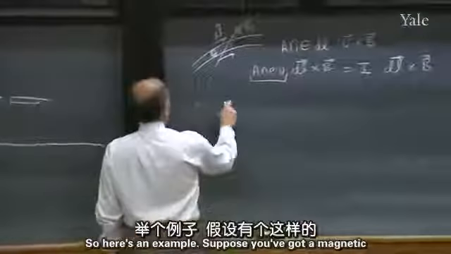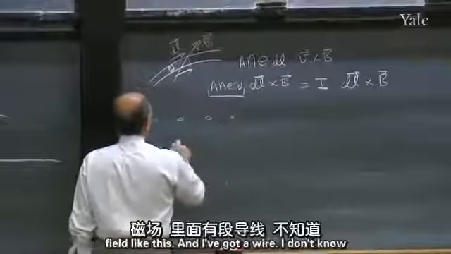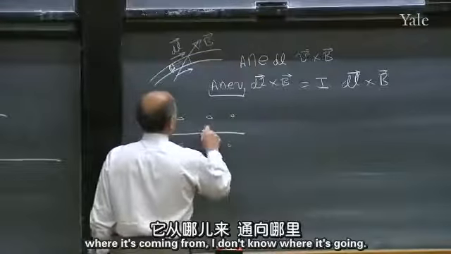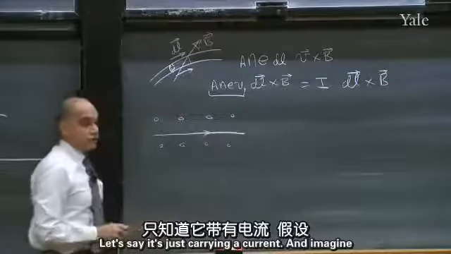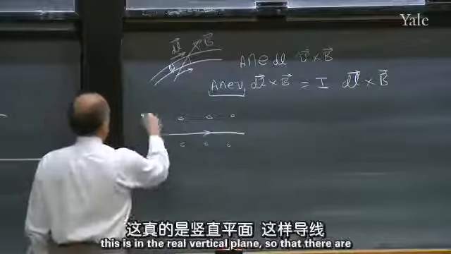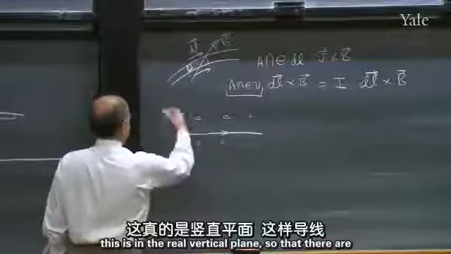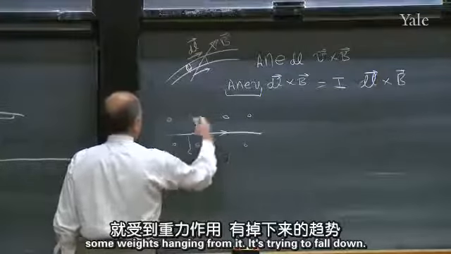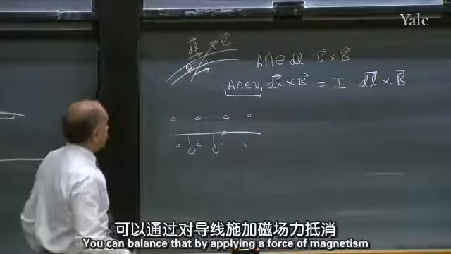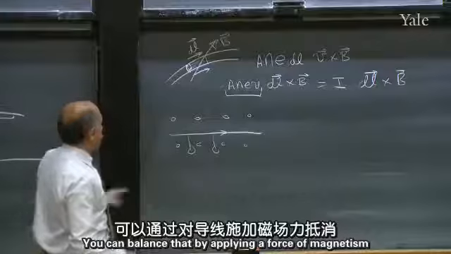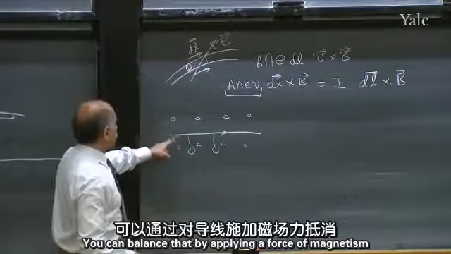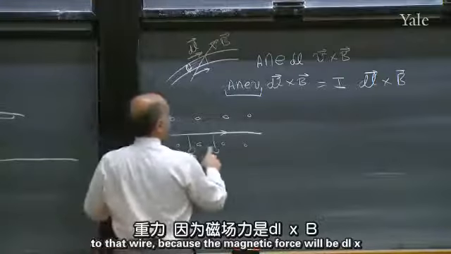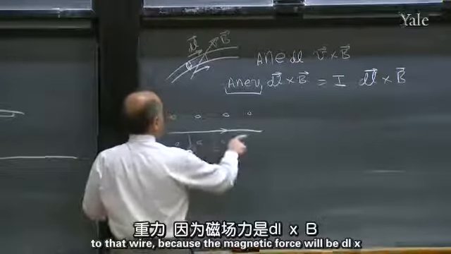So here's an example. Suppose you got a magnetic field like this. And I got a wire. I don't know where it's coming from. I don't know where it's going. Let's say it's just carrying a current. And imagine this is really in the real vertical plane, so that there are some weights hanging from it. It's trying to fall down. You can balance that by applying a force of magnetism to that wire. Because the magnetic force will be dl cross B.